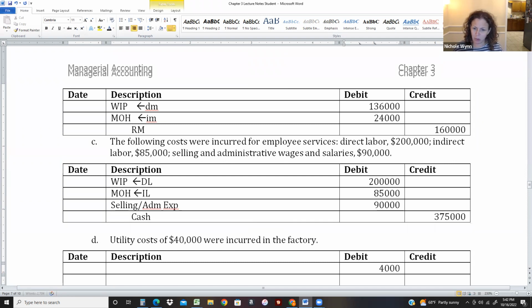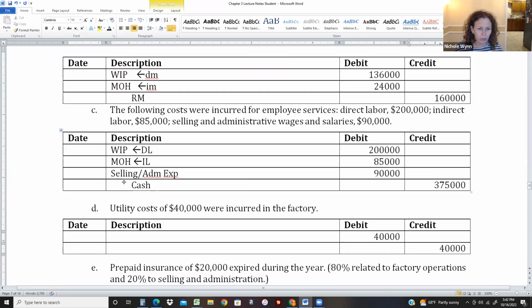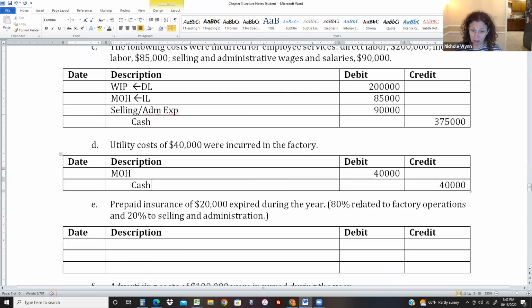Utility costs for the factory, 40,000. Utility costs for the factory is another example of overhead. And I guess I paid that. I'd have to pay my utility bill. Insurance, 20,000. 80% for the factory. Factory insurance will go in MOH. 80% of 20,000 is 16. And then 20% selling and admin. 20% of 20,000 will go in selling dash admin expense. 20% of 20,000 is 4, for a total of 20,000.